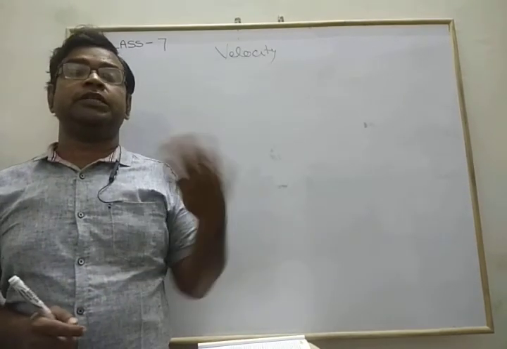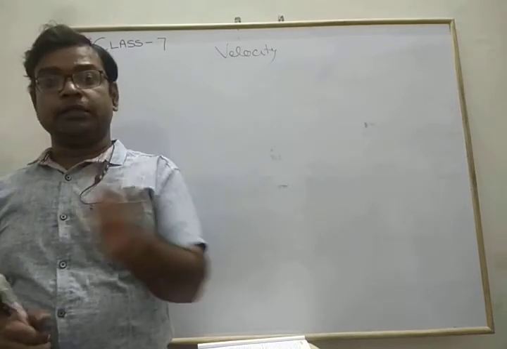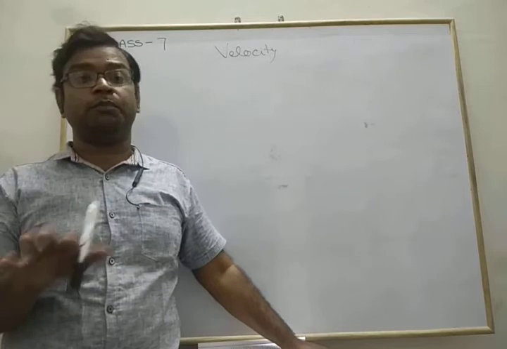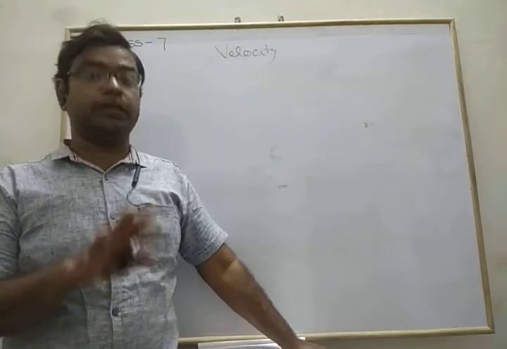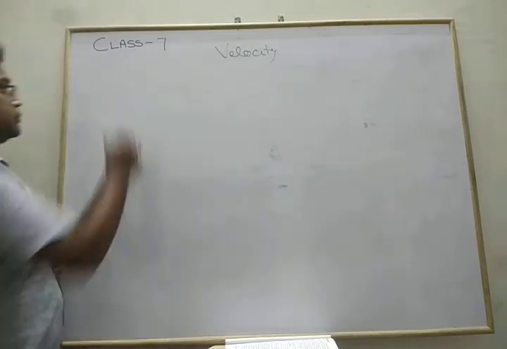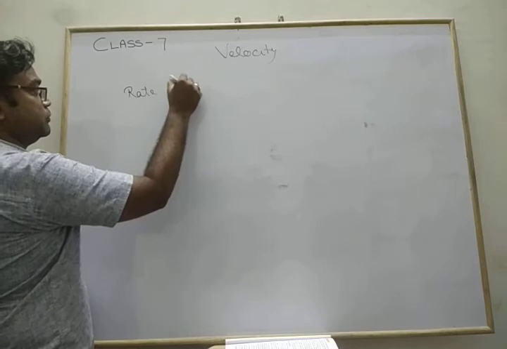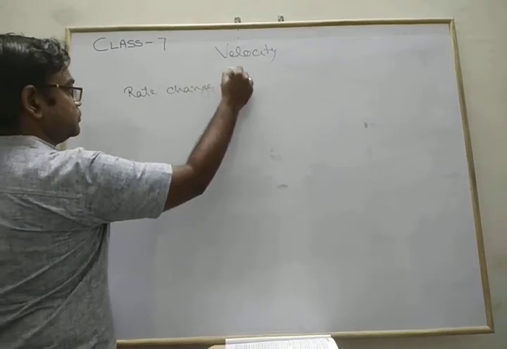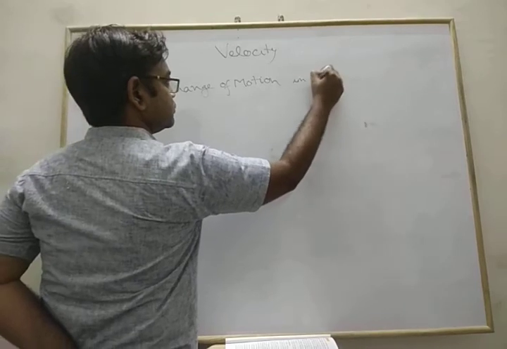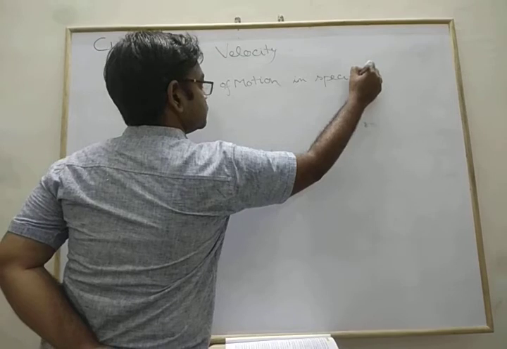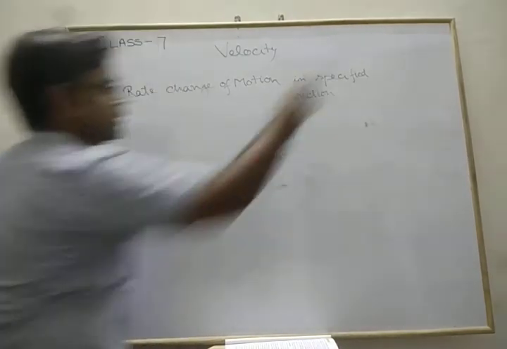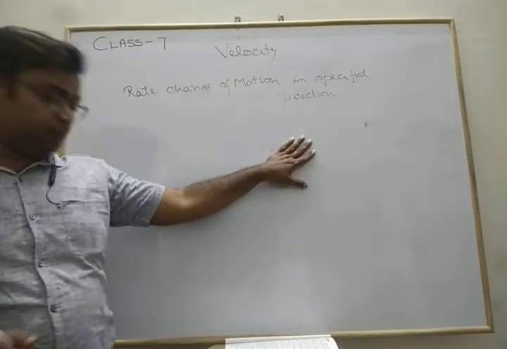If we add direction along with the change of distance with time, then what we have here is velocity. Velocity is the rate of change of place from one point to another point in a specified direction. The definition says that velocity is the rate of change of motion in a specified direction.